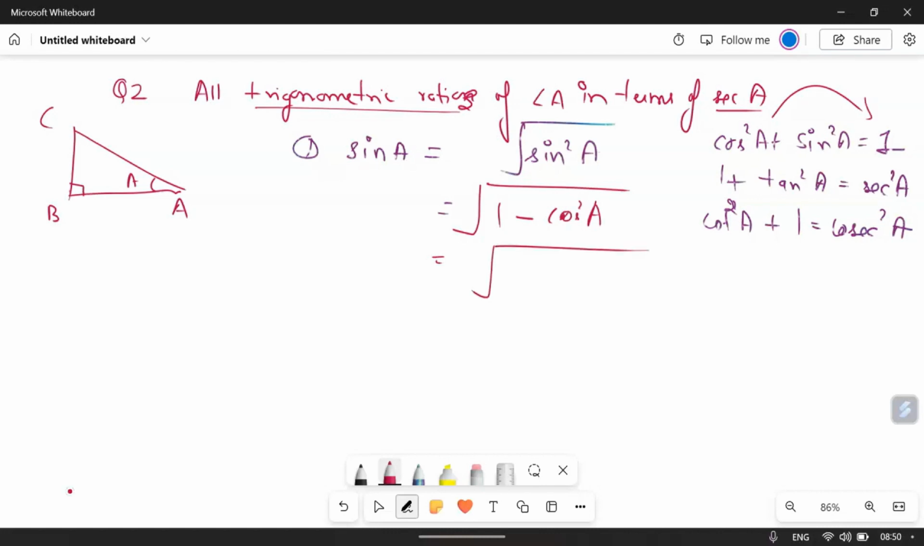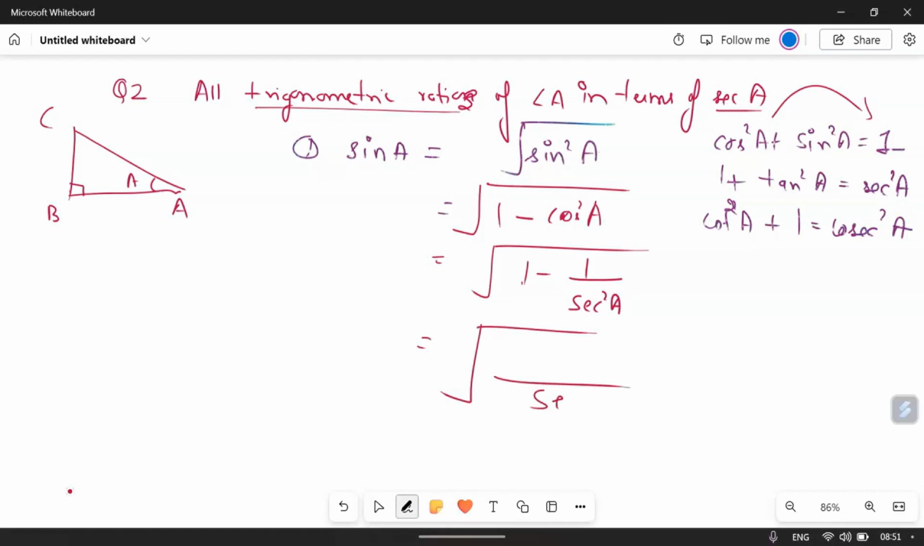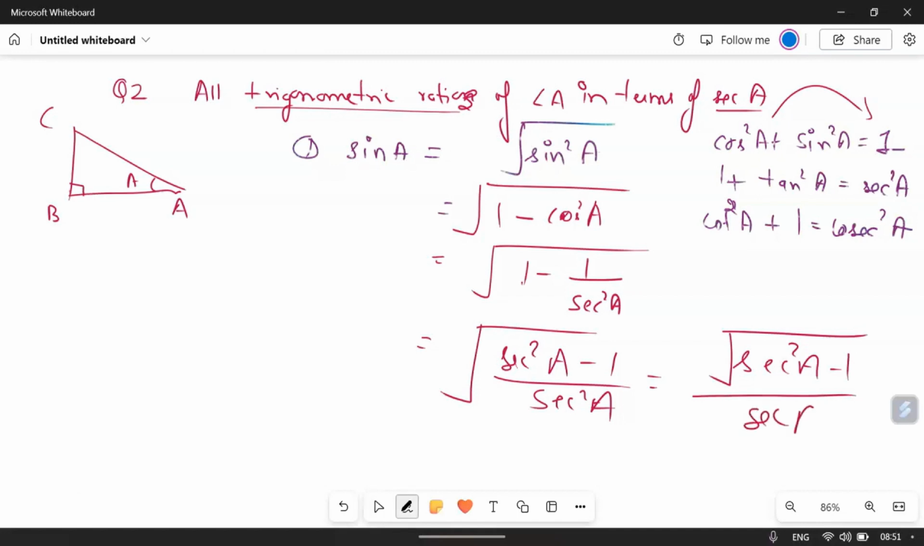Now I can write down 1 minus 1 upon sec square A, because cos is the reciprocal of sec A and sec is the reciprocal of cos A. Take the LCM. So it will become sec square A minus 1. At last, this will become sec square A minus 1 under root, and this sec square A will come out from the root. So this is your first trigonometry ratio which is converted.